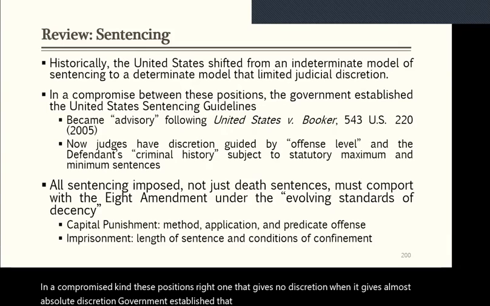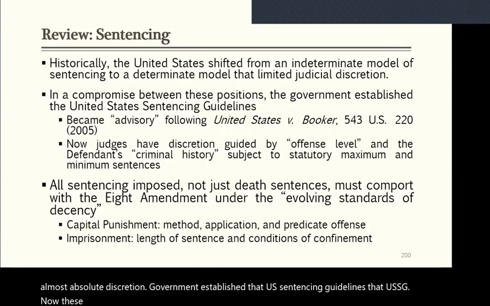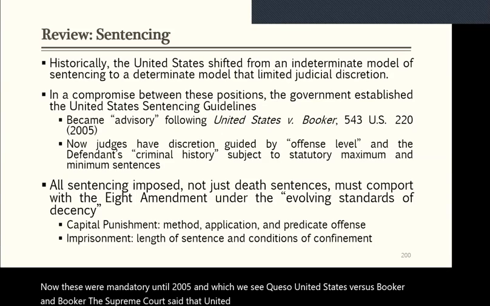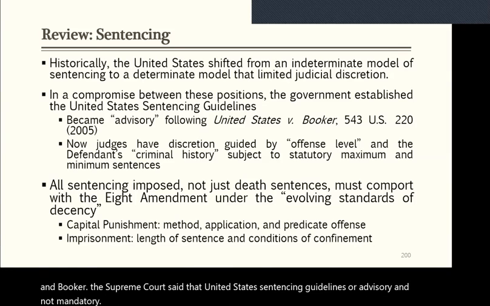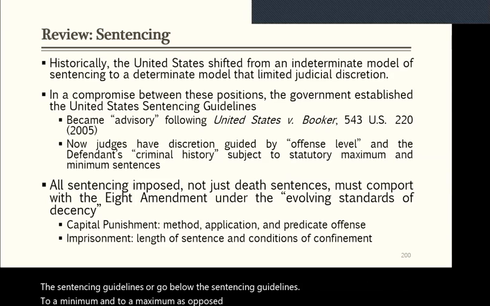sentencing guidelines, the USSG. Now, these were mandatory until 2005, in which we see a case of United States versus Booker. In Booker, the Supreme Court said that United States sentencing guidelines were advisory and not mandatory. And basically what it did is it allowed judges to go above the sentencing guidelines or go below the sentencing guidelines to a minimum and to a maximum as imposed by a statute, right?